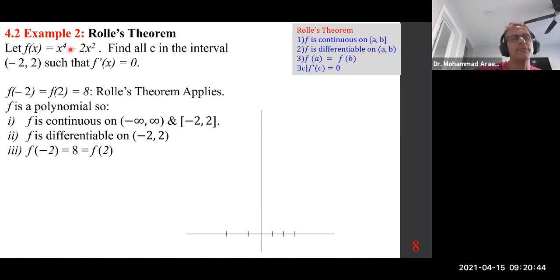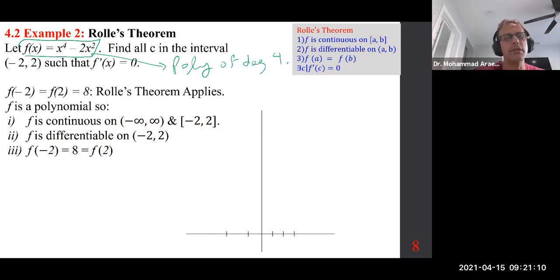So you have to write the following. f of x is continuous from negative to positive infinity, therefore it's continuous from -2 to 2. Same thing, differentiable. And for both of them, the reasoning is very simple: polynomial of degree 4. That's the reason.